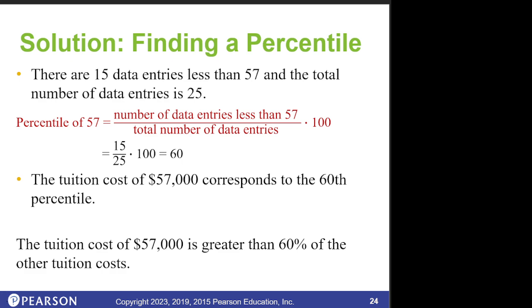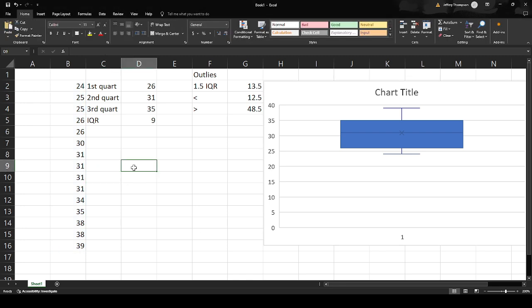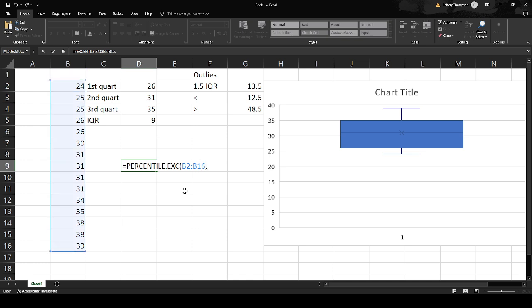And again, Excel has the ability to do this for us. So if we come back to Excel and we can look at the data we have here, if we want to look at percentiles, let's say we want to find the percentile. So we use PERCENTILE.EXC, and we're going to do the data range B2 to B16. And we can talk about the percentile in terms of what the percentage would be.